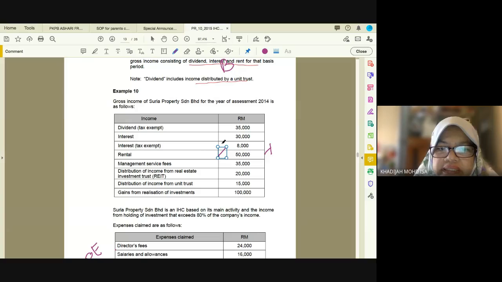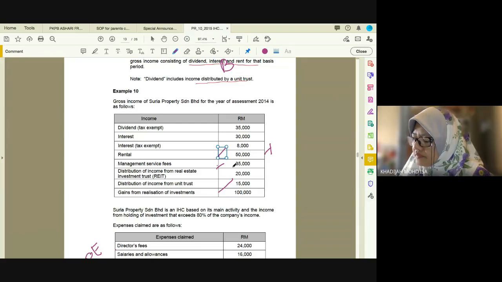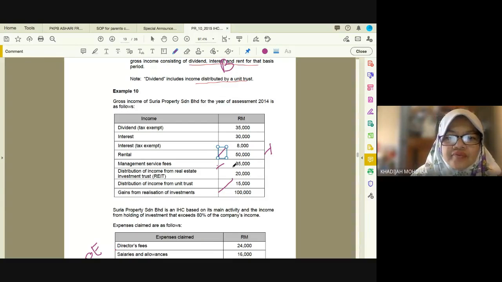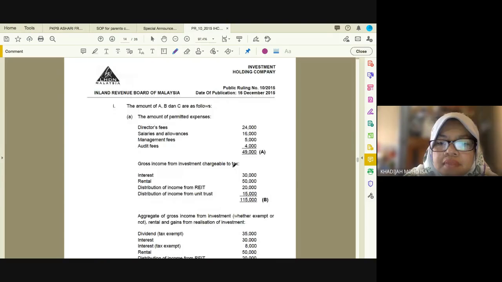4C only. Distribution, 20,000 is included. And then distribution from unit trust is also included. So how much is that? You have interest of 30 plus rental of 50, and then distribution of income from real estate trust, that is 20, plus distribution of income from unit trust is also included, 15. Is it 115, your B? Yes, your B is 115.